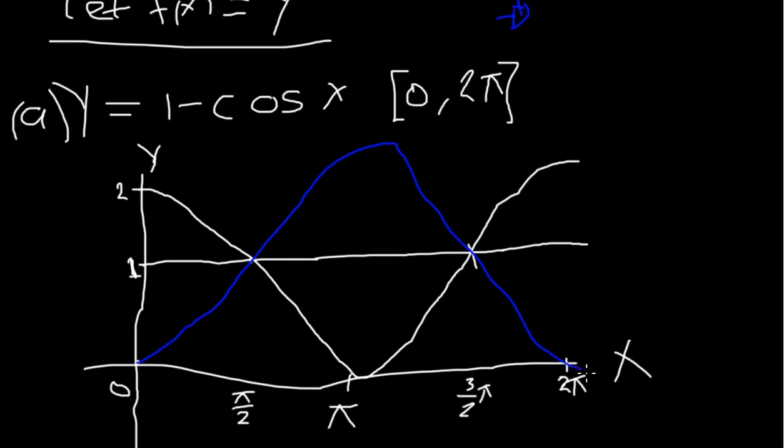Yes. So this is now the answer. The one in blue is my answer. So my y is equal to 1 minus cos x. So this is my answer. We are done with the first question there.